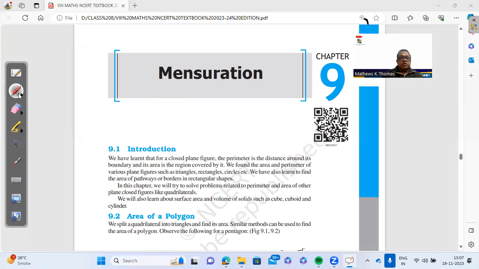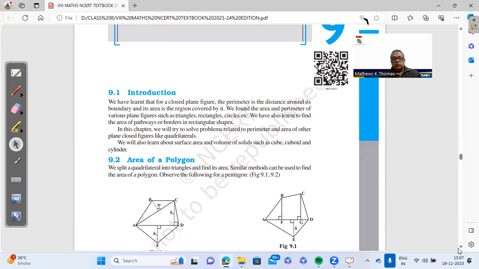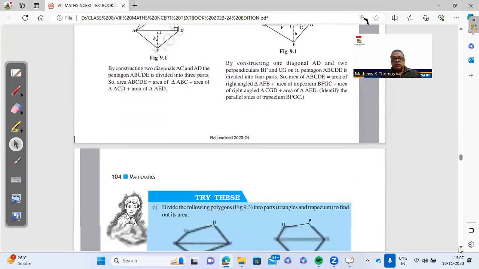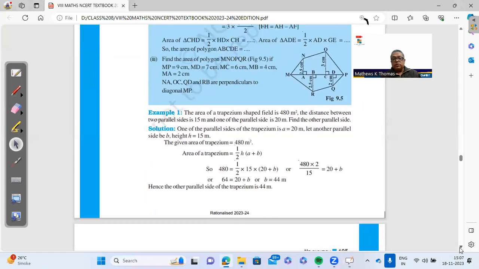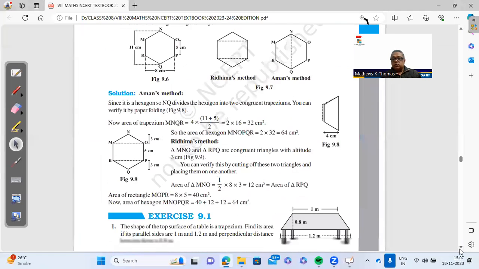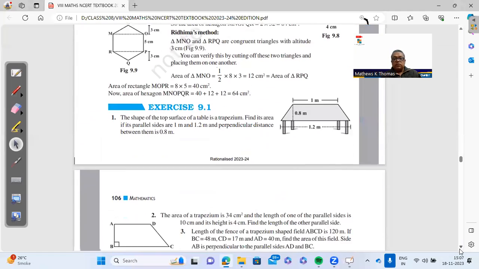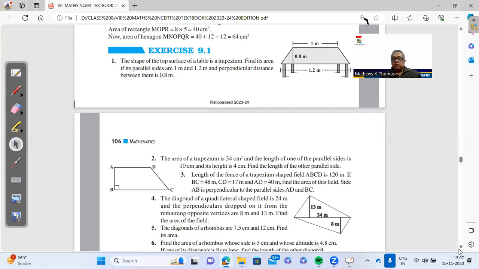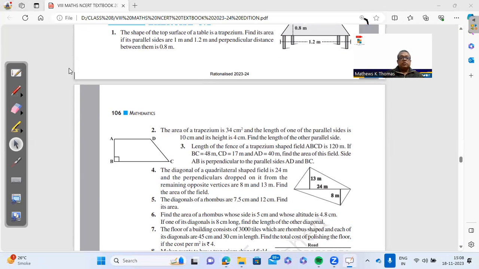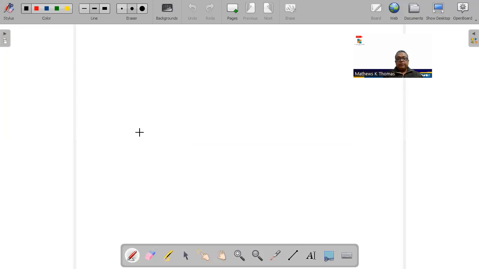mensuration. Mensuration has quite a bit of formulas, so we'll discuss one by one. So initially they are discussing 2D figures. So we will start with the 2D figures. So here we have trapezium. Okay, let's start with the 2D figures. And then we'll go to the 3D figures.